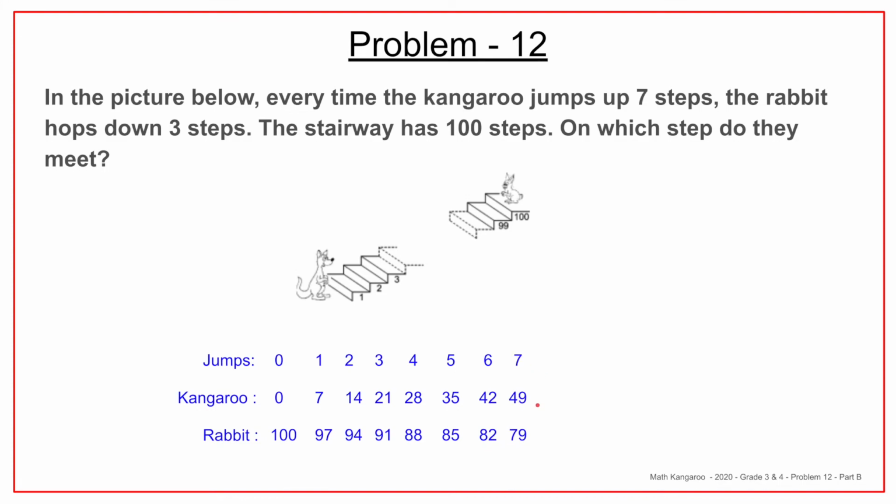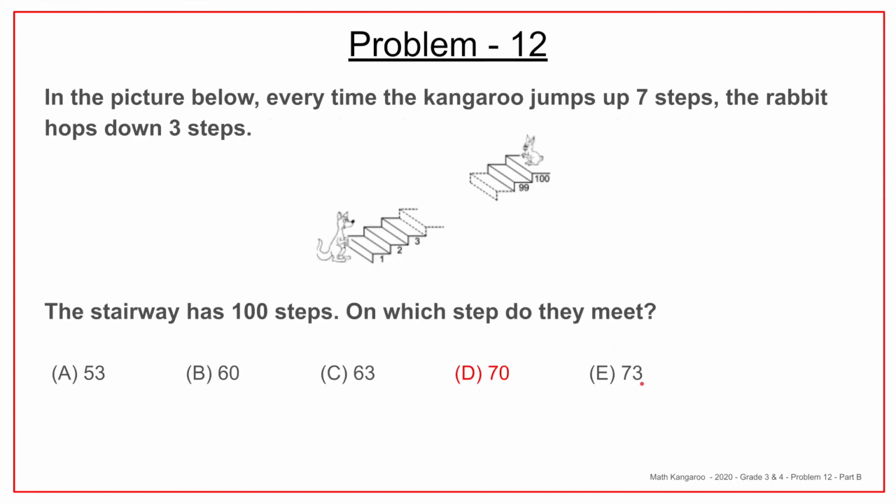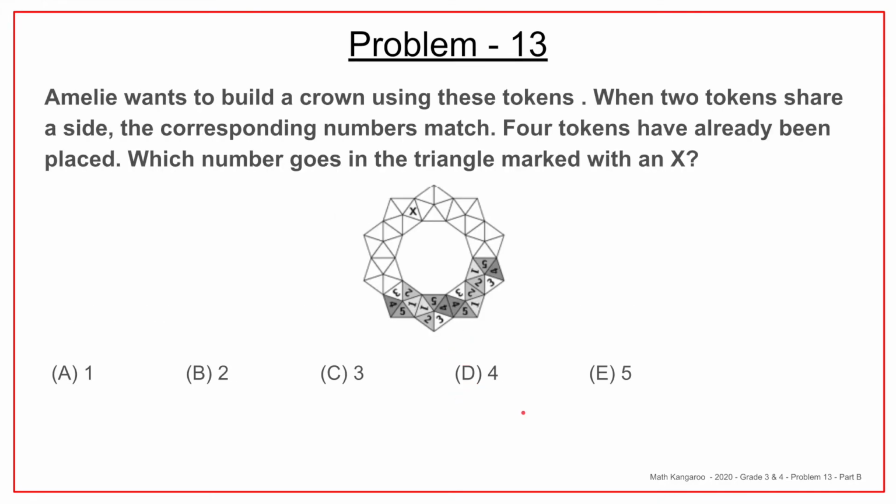Seventh jump, 49, 79. Eighth jump, 56, 76. 7 nines are 63, 63, and 76 minus 3, 73. Getting close, yes. Tenth jump, 70, 70. So they meet at jump 10. So our answer is option D, step 70. The kangaroo has to reach 70, and the rabbit has to reach 70. And this is our answer.